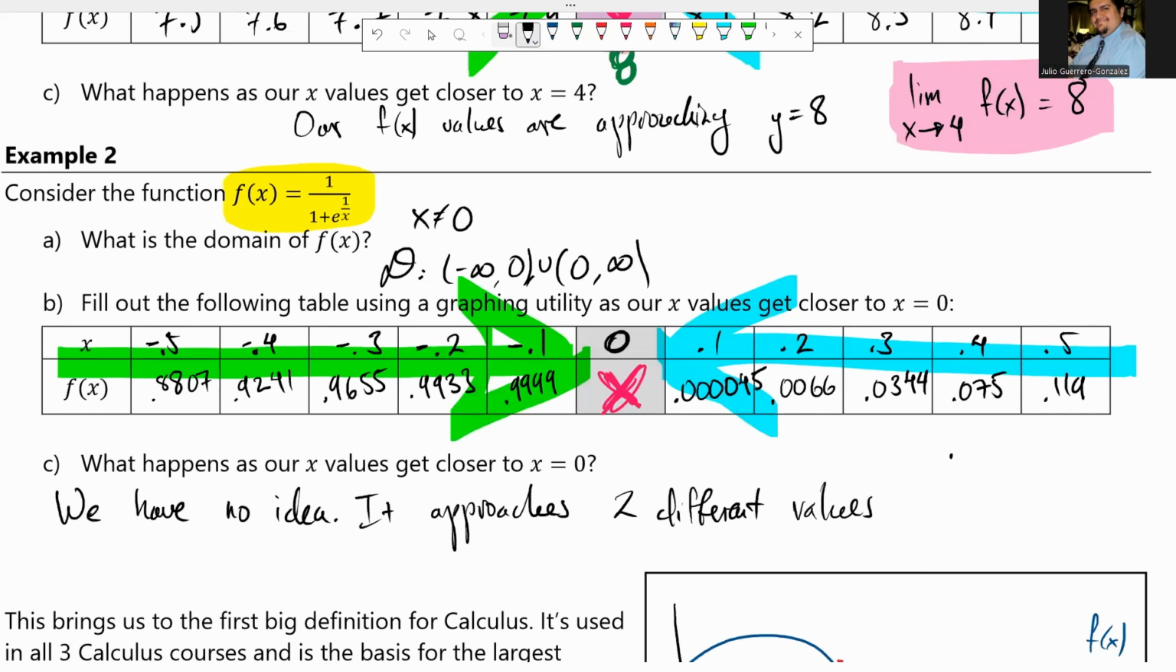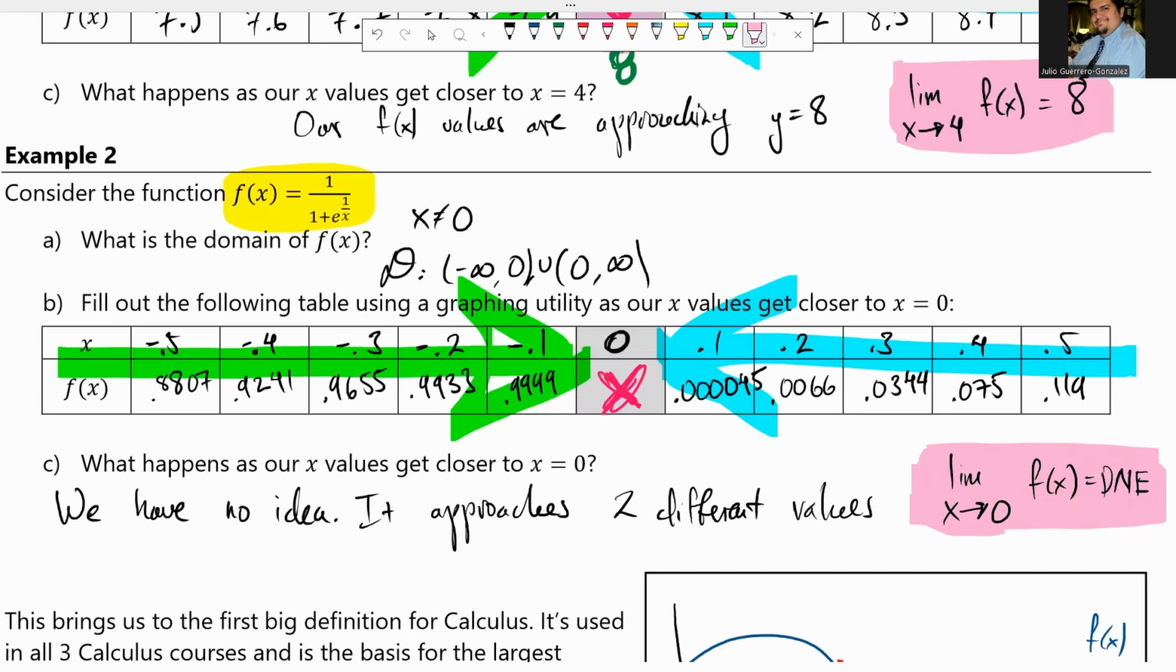Whenever that happens, we want to find the limit as x approaches 0 in this case, of my function f of x, and that does not exist. If we can't nail down one specific value where our y values are headed toward, then the best we can say is that it does not exist. That is it. This is the idea behind the limit.